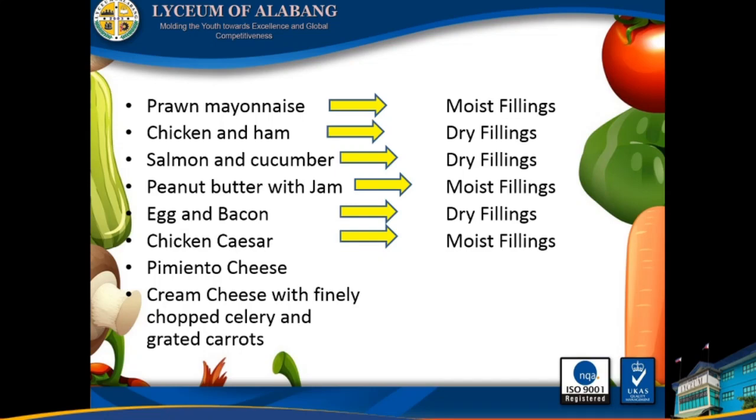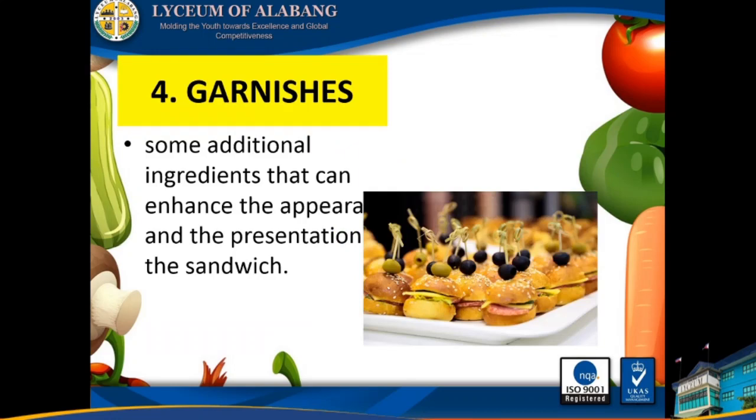What about pimiento cheese? Pimiento cheese is a moist filling. And last, we have the cream cheese with finely chopped celery and grated carrots. Is it dry fillings or moist fillings? The answer is a moist filling. Well done. Number four, garnishes. Some additional ingredients that can enhance the appearance and the presentation of the sandwiches.